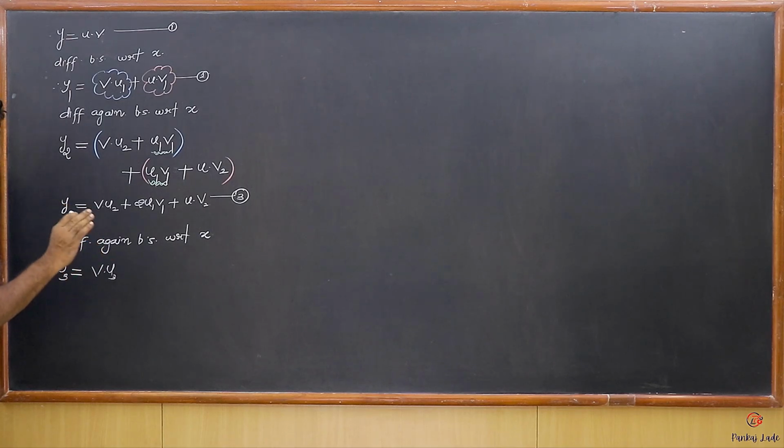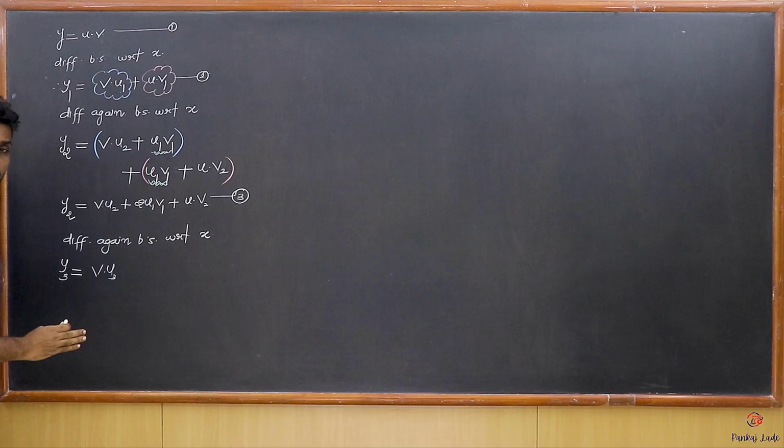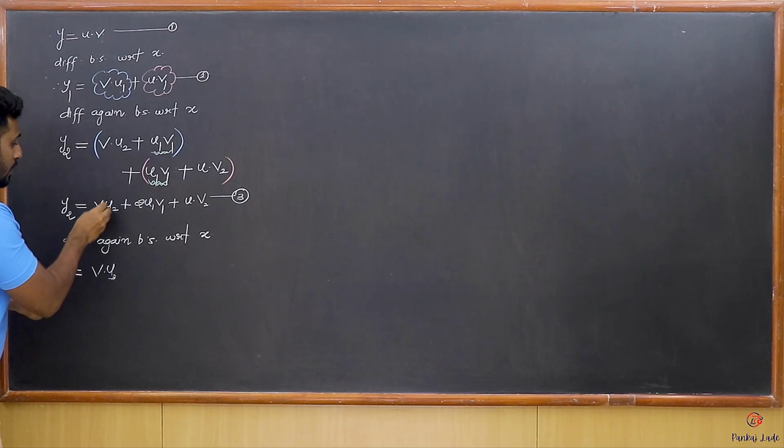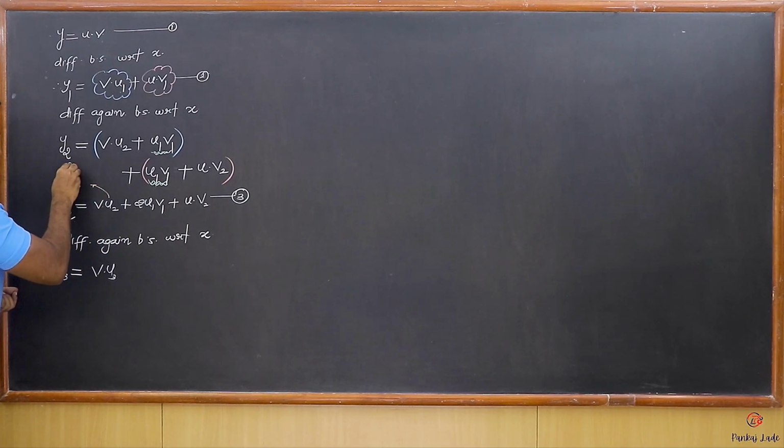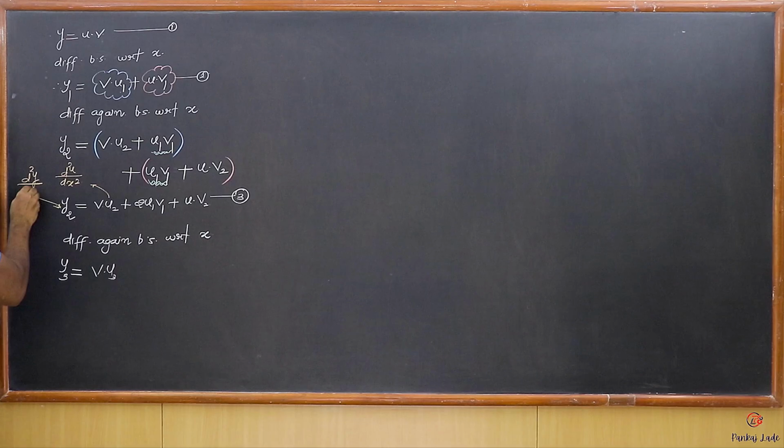This v1, v2, v3 or u1, u2, u3 are nothing but the first order, the second order, the third order derivatives of the given functions u as well as v. So u2 is actually d square u upon dx square. That idea must be always very clear in the mind. u2 is nothing but d2u upon dx square. This y2 is nothing but d2y upon dx square. So all these terminologies must be very clear in the mind.